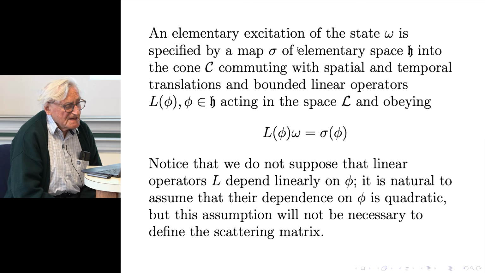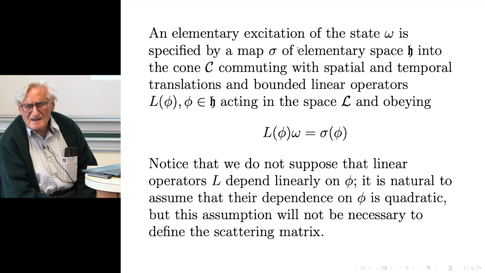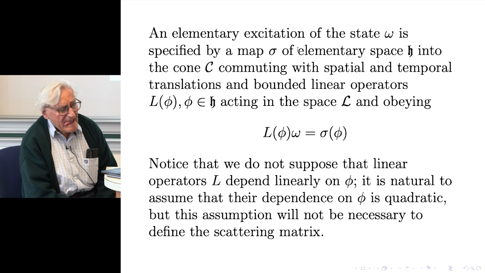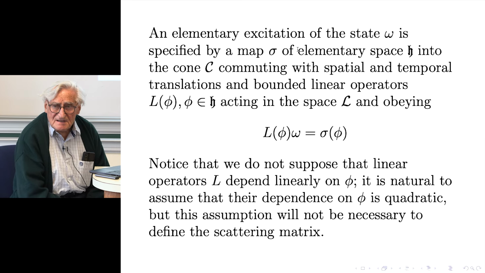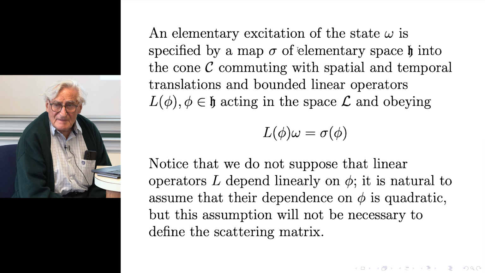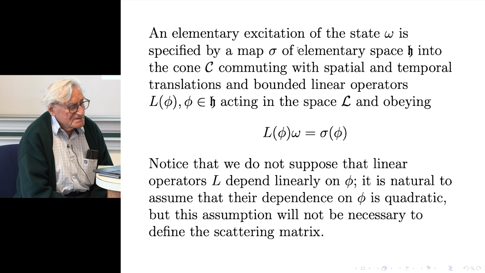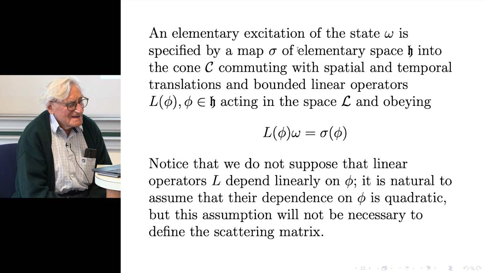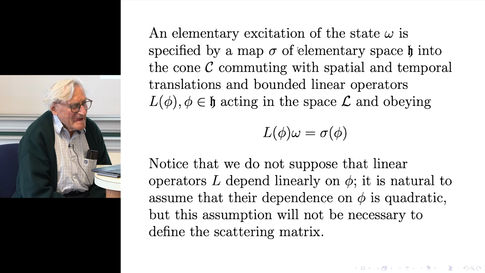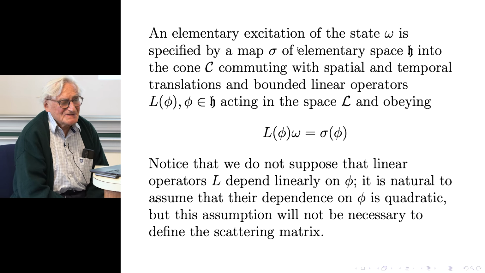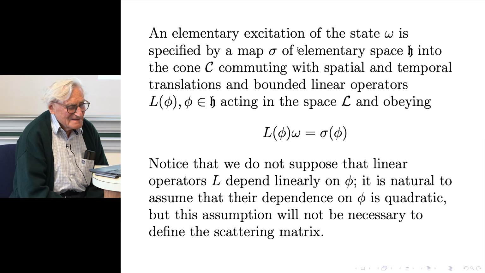So an elementary excitation is by definition a map of elementary space to the cone. What does it mean? Space is a vector space and the cone is not a vector space, it's part of a vector space. Is it a linear map or a non-linear map? Non-linear map. In a standard situation, this will be a quadratic map, and I will explain this later.